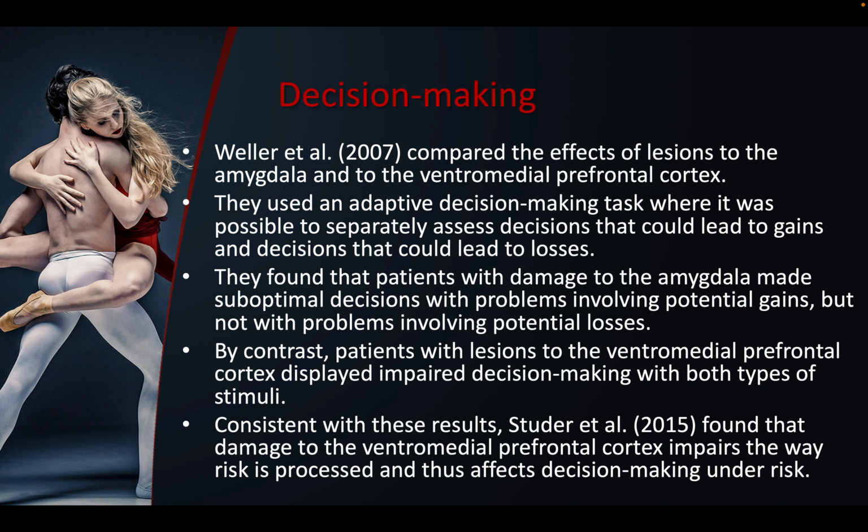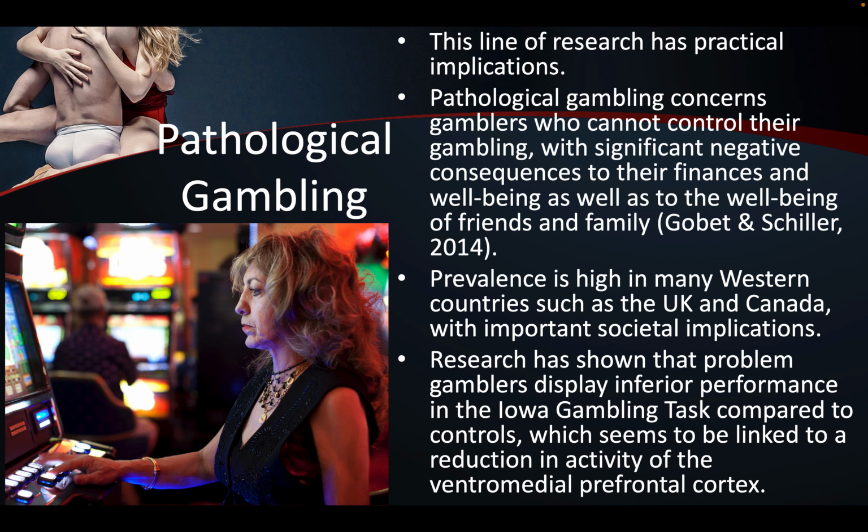Consistent with these results, Studer et al. in 2015 found that damage to the ventromedial prefrontal cortex impairs the way risk is processed and thus affects decision-making under risk. This line of research has practical implications. Pathological gambling concerns gamblers who cannot control their gambling, with significant negative consequences to their finances and well-being, as well as to the well-being of friends and family.